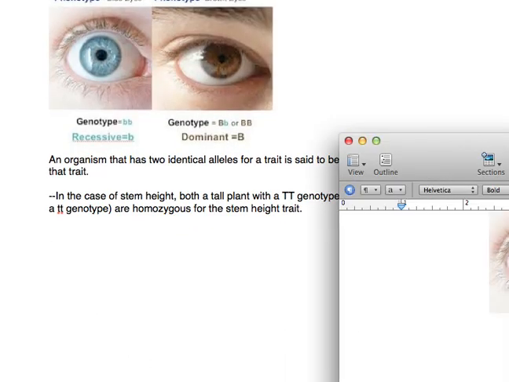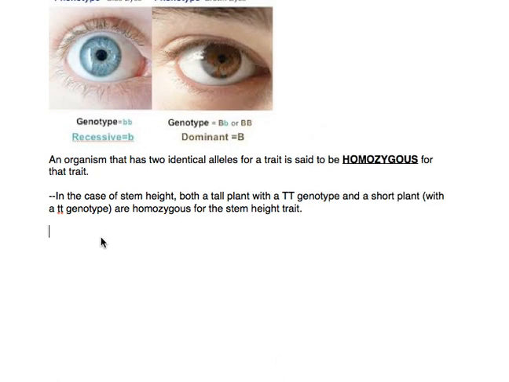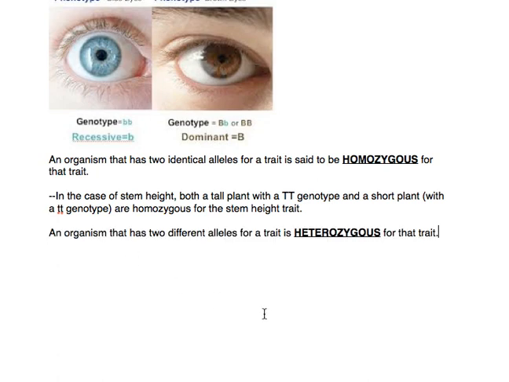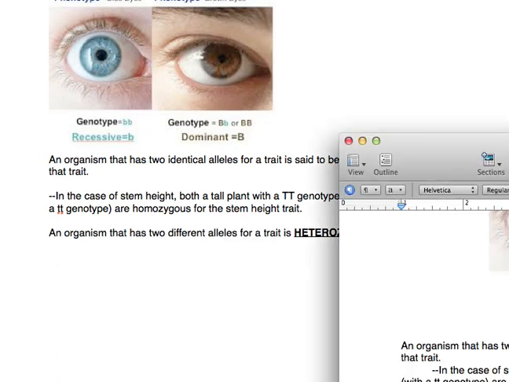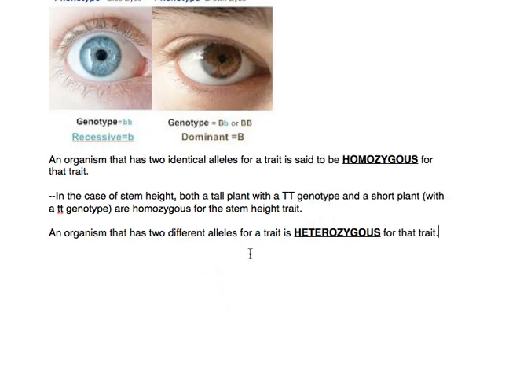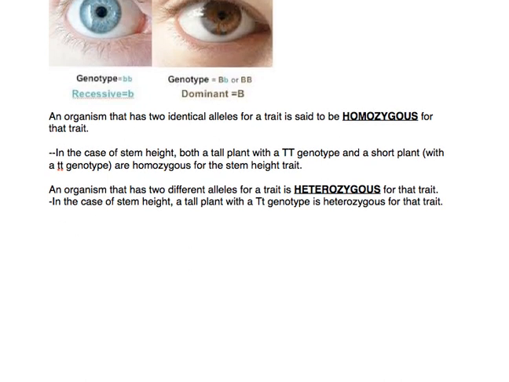All right, but what if they have a hybrid? Well, an organism that has 2 different alleles for a trait is said to be heterozygous for that trait. Heterozygous. In the case of stem height, a plant with a big T, little t genotype is heterozygous for that trait.